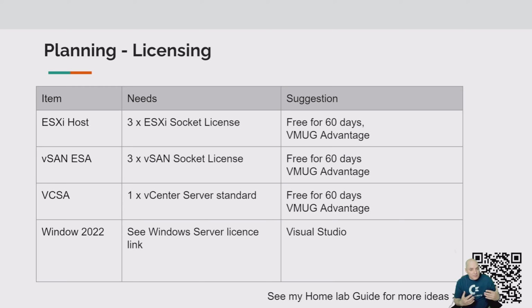VMUG Advantage is a way that you can get keys for a year for a very low cost, and usually it's less than $200 per year to join. There's also discounts on training and things of that way. In fact, if you're going to a VMware training class, I would get VMUG Advantage because they give you a phenomenal discount on training that'll more than pay you back from that $200. Plus, there's a lot of other benefits. So I would check out VMUG Advantage. For Windows 2022, Visual Studio seems to work pretty good for the keys there, especially for home lab use.